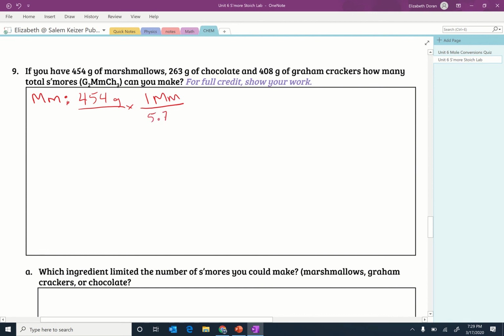5.761. Okay, and then we know that 1 s'more has 1 mallow. So there we get 78.8 when we do the division. So we take 454 divided by 5.761. We round down, right? Because we can't make 79. We have 0.8, but that's only going to allow us to make 78 s'mores total.